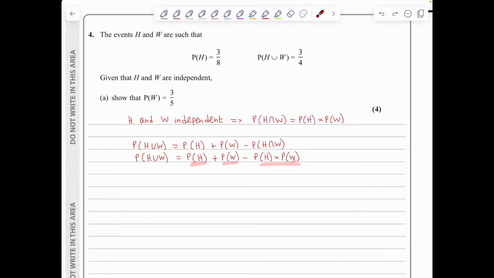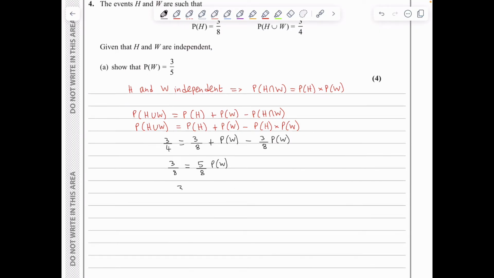So we've got that the union has a probability of 3 over 4, which is equal to 3 over 8 plus the probability of W minus 3 over 8 times the probability of W. This leads to 3 over 8 being equal to 5 over 8 times the probability of W, and solving for the probability of W, we get that this is 3 over 5, as required.